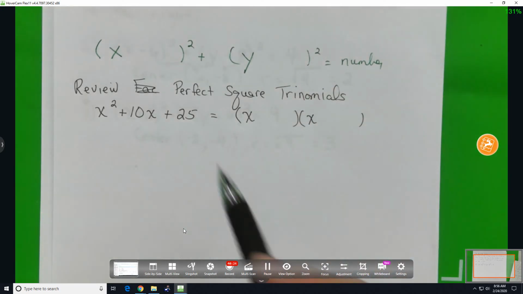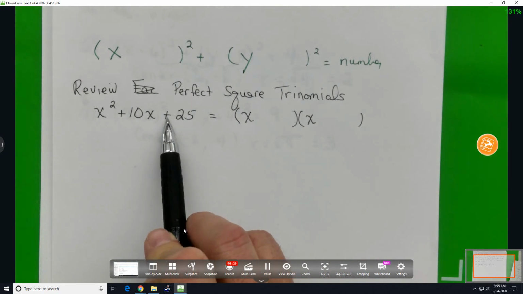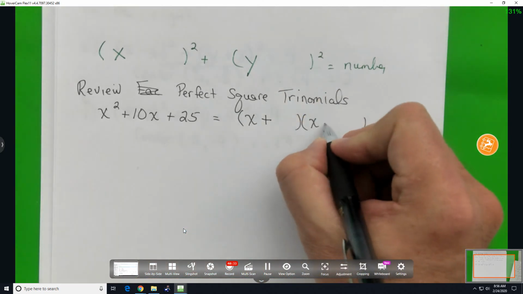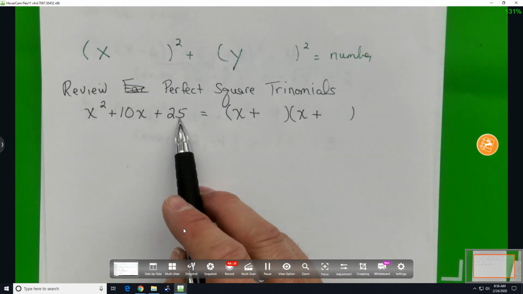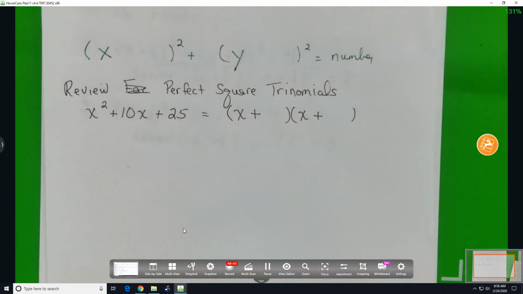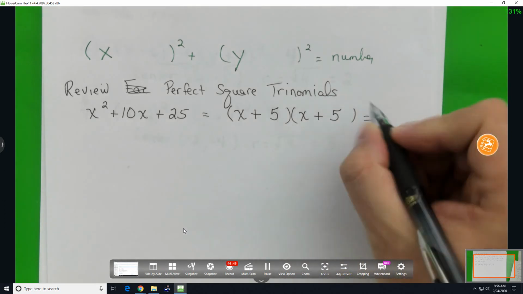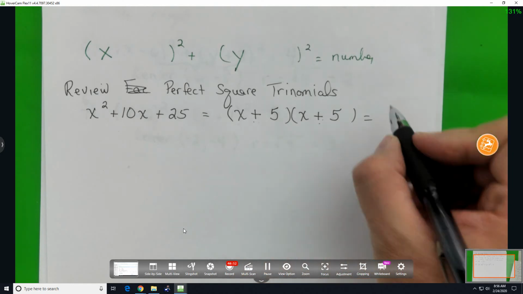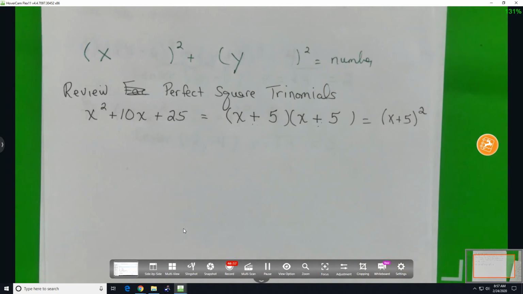Now what about the signs? Y'all remember the little rule for the signs? If the second sign is plus, then both of the first are both plus. Now there's not a lot of numbers that multiply together to give 25, or 1 times 25, what else? 5 times 5, which one's going to work? 5 and 5. This is called a perfect square trinomial because we got the exact same thing in both sets of parentheses. So it could be written like this, x plus 5 squared.